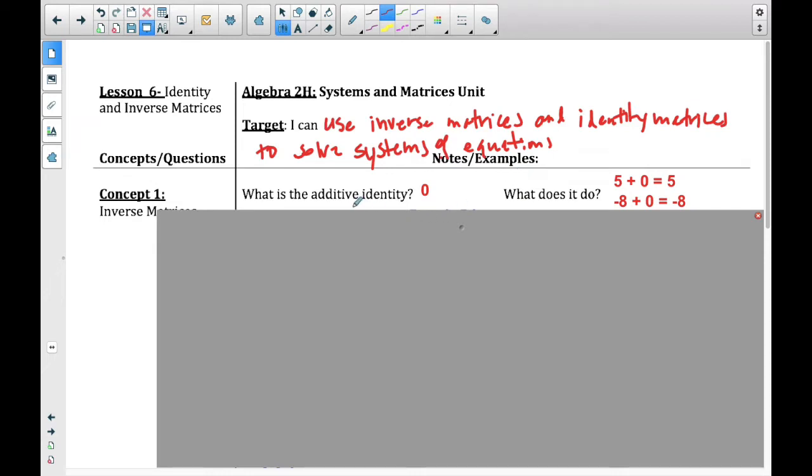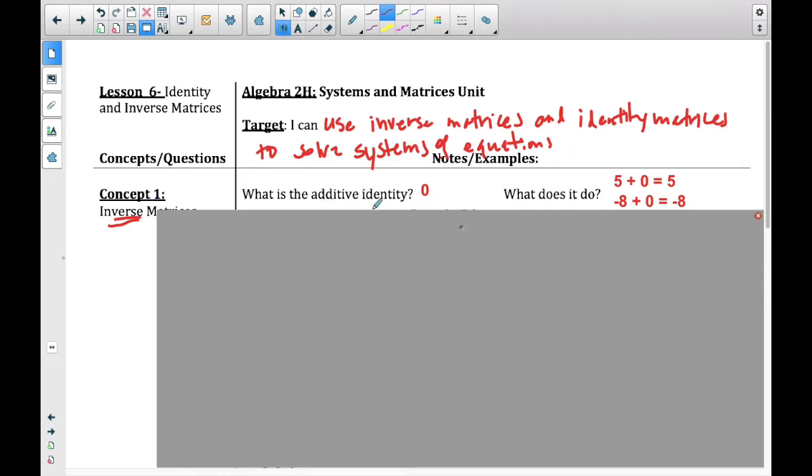Part of it is that we can solve systems of equations, quite complex systems of equations, if we know how to do matrices. First of all, what about inverse matrices? What does that even mean? And what is an identity matrix and all that?